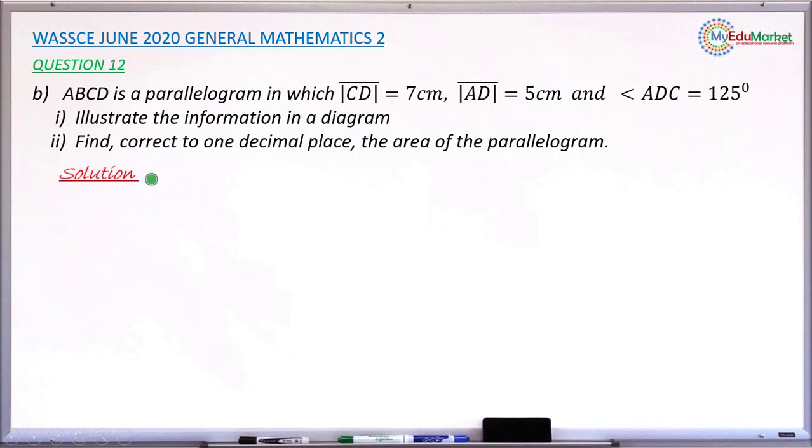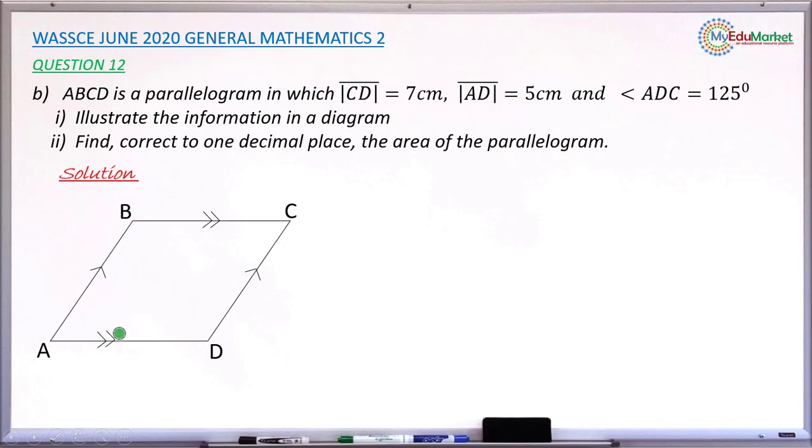Solution to the problem, starting with the very first question, which asks us to illustrate this parallelogram in a drawing, that is, to draw this parallelogram with CD 7, AD 5, and angle at D 125. Remember, parallelogram opposite sides are equal and parallel. So it will look like this, ABCD parallelogram. The naming must go round, either clockwise or anti-clockwise.